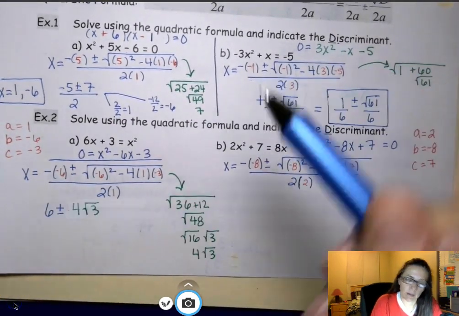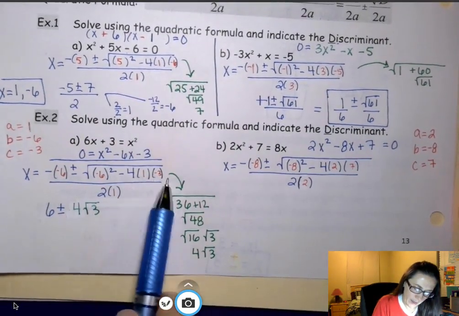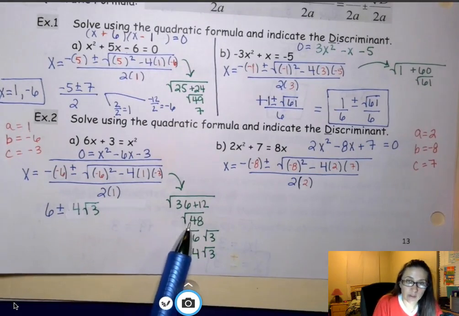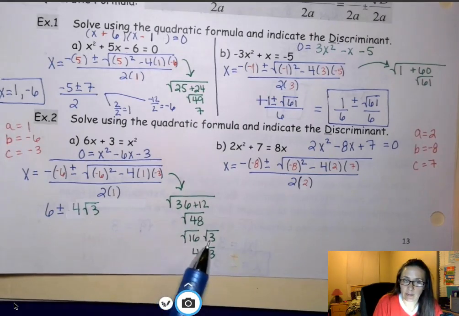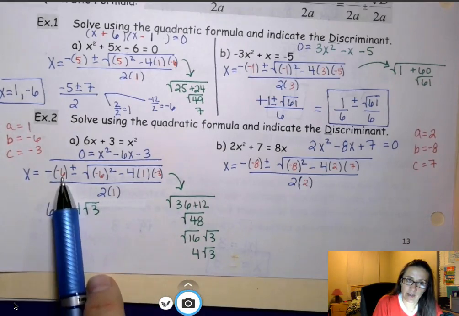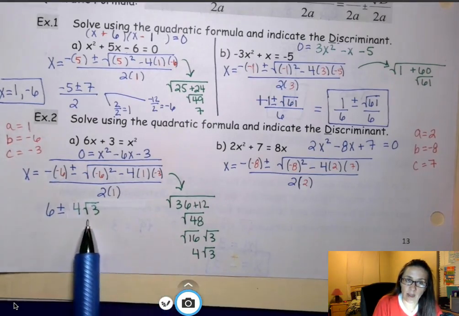I want to show you here I had 6 squared was 36. Negative times negative is positive 12. I get 48. 48 is one of those perfect squares we should memorize by now. We had it the other day in our notes. Square root of 16 times 3, 4 root 3. So I'm going to put 6. Opposite of a negative 6 is positive 6, plus or minus that 4 root 3.